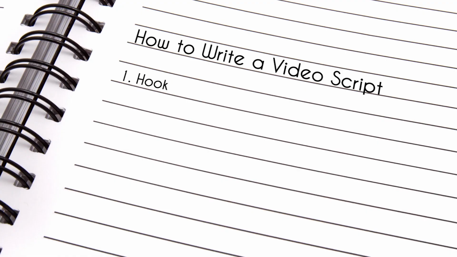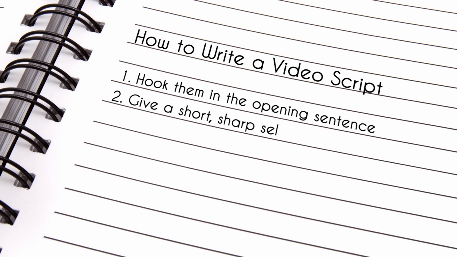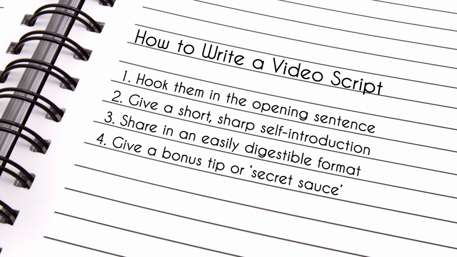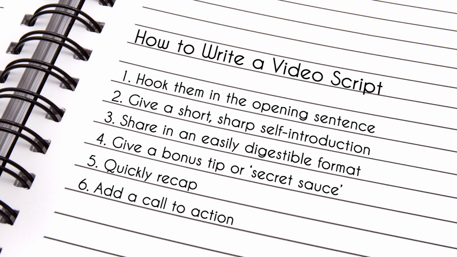Let's quickly review the 6-step process for creating a video script. Step 1, hook them in the opening sentence. Step 2, give a short, sharp self-introduction. Step 3, share your awesome content in an easily digestible format. Step 4, give a bonus tip or share the secret sauce. Step 5, quickly recap everything they've learned, just like I'm doing right now. And step 6, add a call to action.